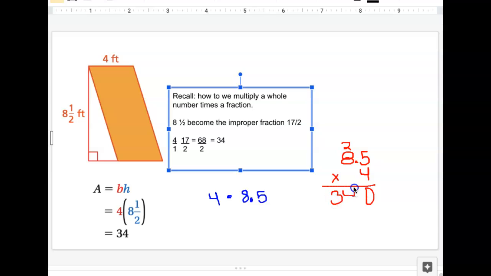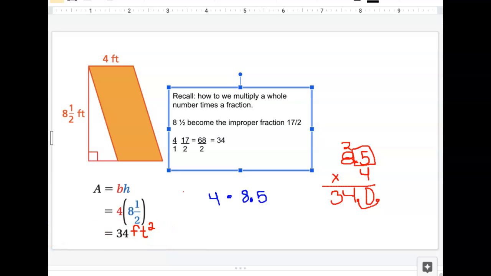Your answer is going to be 34, but you have the digits 3, 4, and 0, so you have to remember that you have 1 decimal place. You start at the right and move it over, and then your answer is 34.0. So of course, if you're multiplying with fractions or with decimals, you're going to get the same answer. 4 times 8.5 equals 34 feet squared. Every time you do area, your answer is going to be whatever the measurement is squared, because m times m, like in our last problem, or feet times feet is going to give you feet squared.